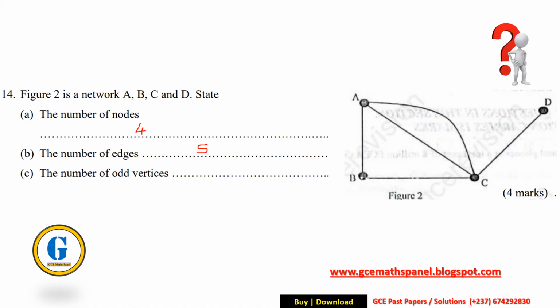Now, the number of odd vertices. An odd vertex is any of these points where you have 3 lines there. So this is an odd vertex. What about this one? This one is not an odd vertex because you have 2. The number of lines here are 2, so it's an even vertex. What about this one? It's an odd vertex. Let's count 1, 2, 3, 4. No, this is an even vertex. The other odd vertex is this one. So there are 2 odd vertices. Number of odd vertices, there are only 2.